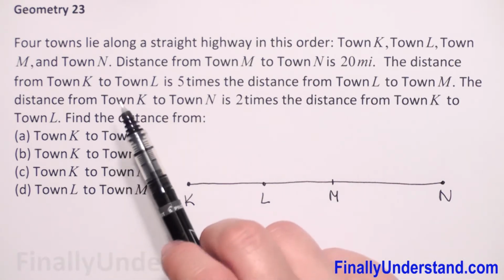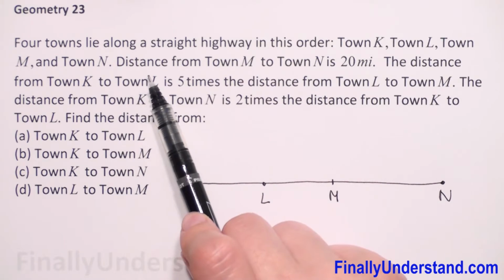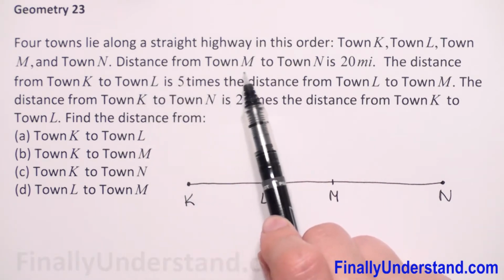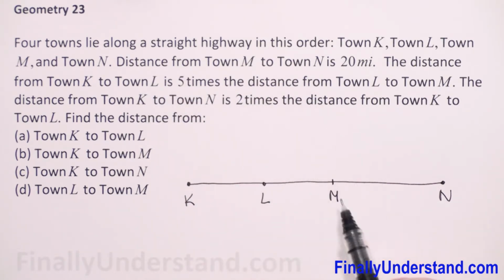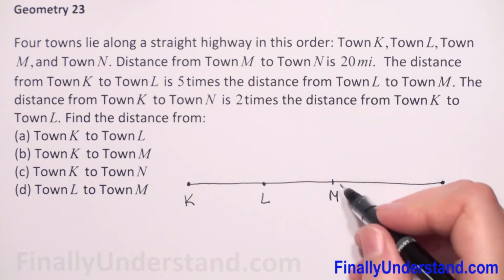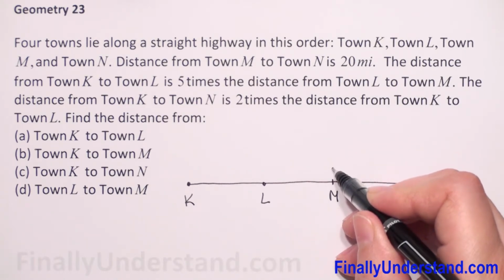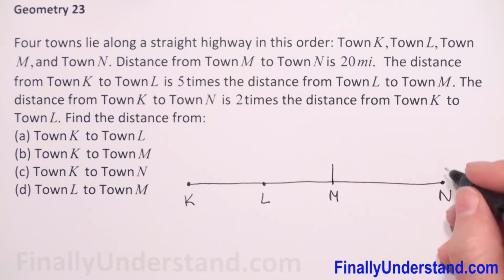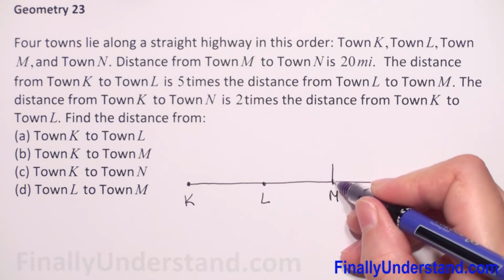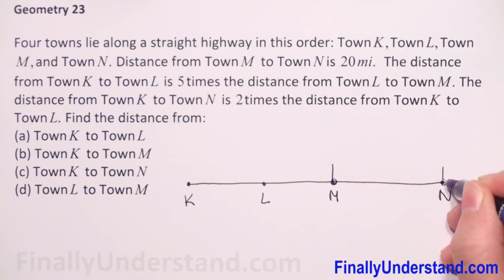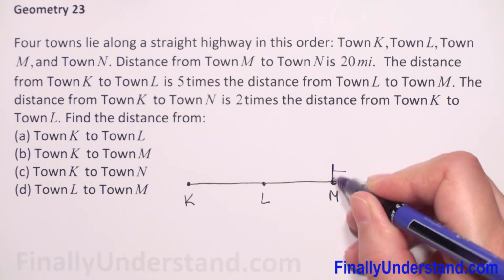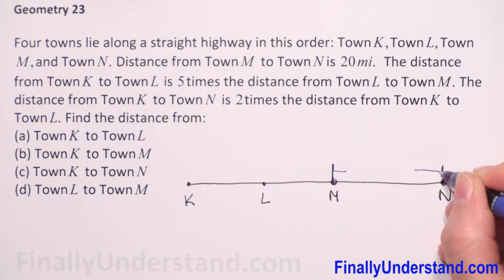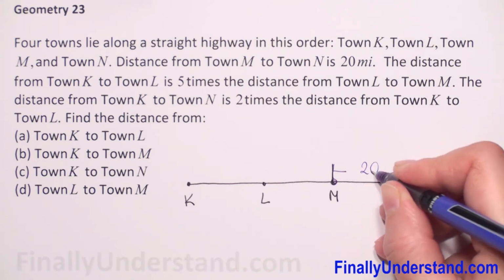Now, next we are given the distance from town M to town N. The distance from town M to town N is 20 miles.